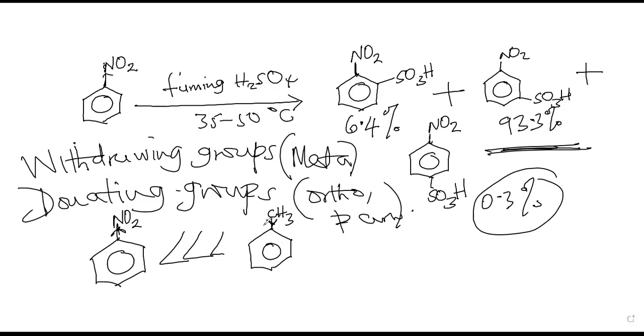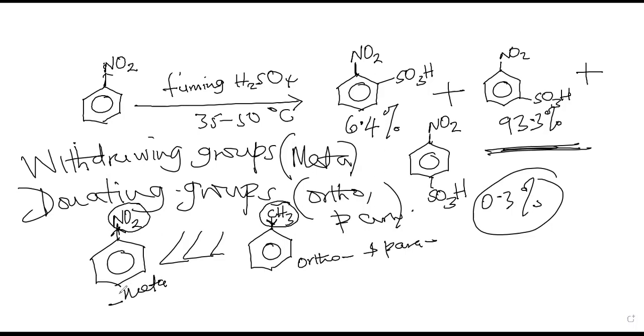Now, I want you to remember that a group that makes a benzene ring more reactive than benzene is an activating group, meaning a methyl group is an activating group, while a nitro group is a deactivating group. Okay? And I've told you that activating groups are ortho and para directing, while the deactivating groups are meta directing. I guess that is clear.